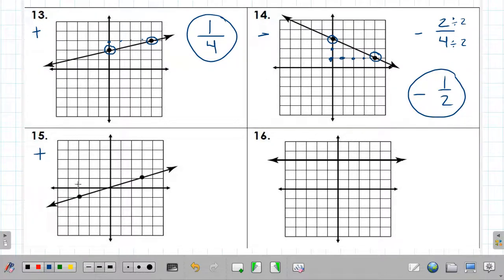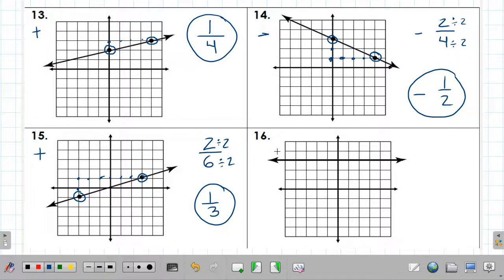15, see it's going to be a positive slope from here to here. We go up 1, 2, over 1, 2, 3, 4, 5, 6. Which, once again, we can divide both top and bottom by 2. So we get the fraction 1/3.